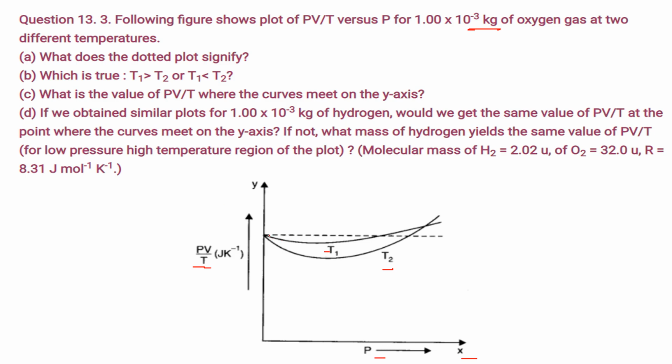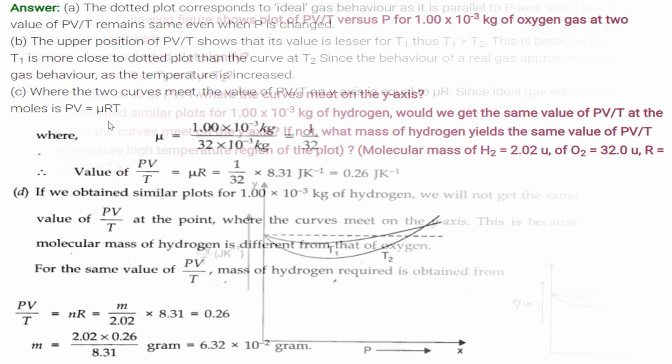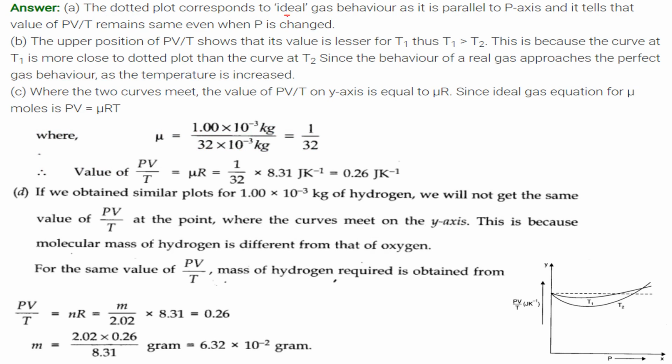See this, when this is a straight line, that is, the PV by T is constant. This line says that the dotted line corresponds to the ideal gas behavior. This has to be the ideal gas behavior, which is parallel to this x-axis. So this tells you that for any value of P, this PV by T will remain constant. If the pressure is changed, this PV by T should remain constant. This is the dotted line which is idealized.